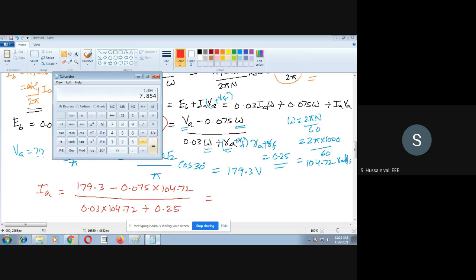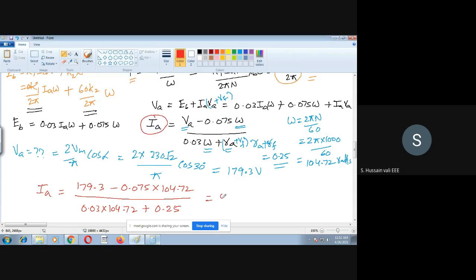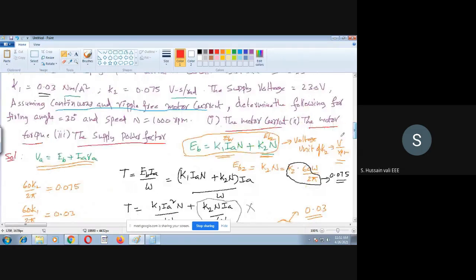So 179.3 minus 171.45, and divided by 0.03 into 104.72 plus 0.25. So we got 50.55. So this is your armature current. So we got the first answer. First question, we solved the first question now. So first question is over. The motor current we have.